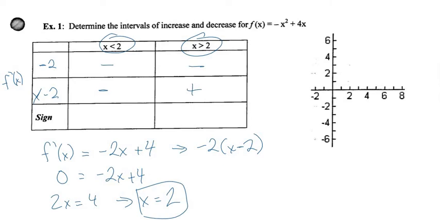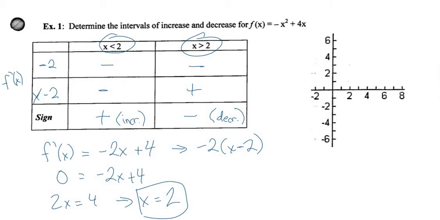Now we're just going to multiply our signs together and see what happens. For x less than 2, negative times a negative becomes a positive. For x greater than 2, a negative times a positive becomes a negative. So for the first part of this graph, the positive part, we said if the derivative is positive, it means we're increasing. And for the other side, we're decreasing.